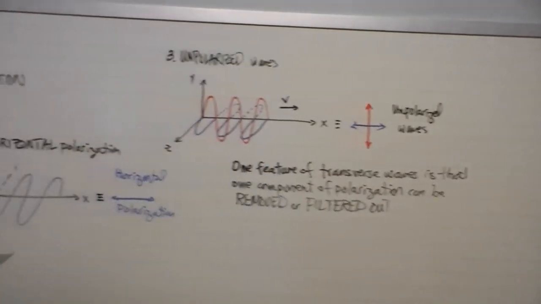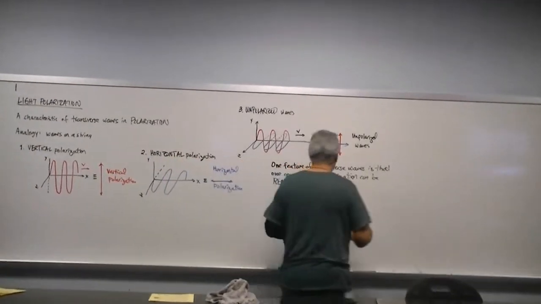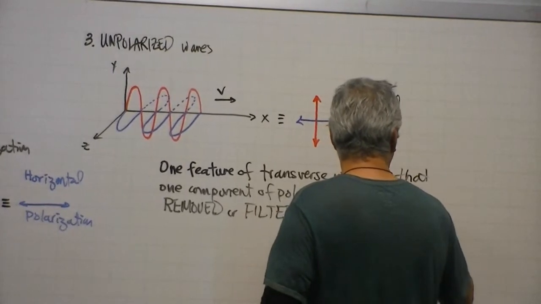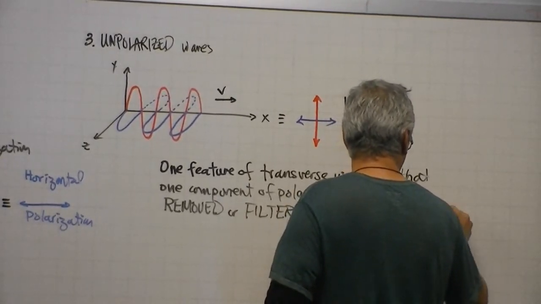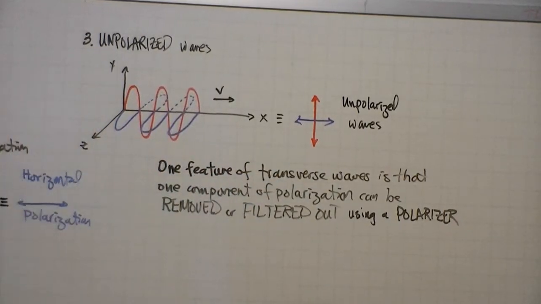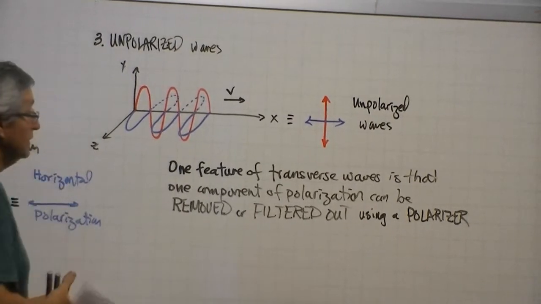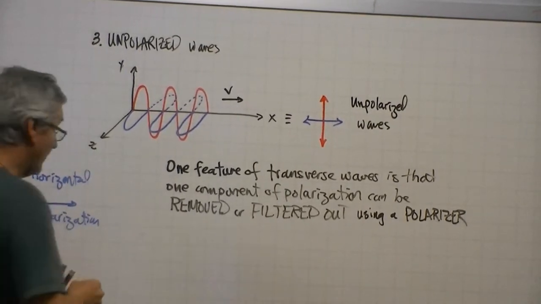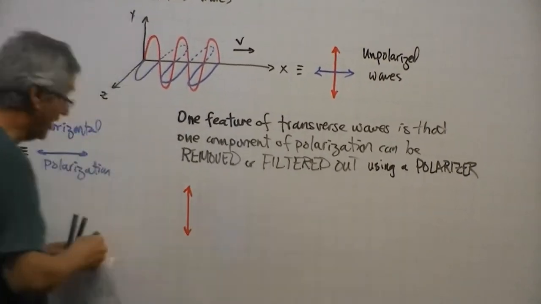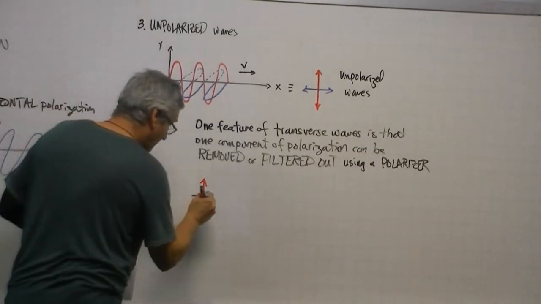Or filtered out. And the way we do that is using a polarizer. So one image that you can imagine of a polarizer here is that I have the waves that are coming in as before. So if I look at this wave, my unfiltered or unpolarized waves here, they're coming in like this.